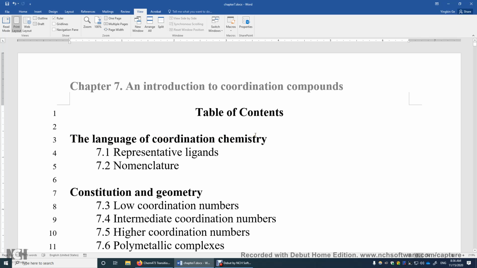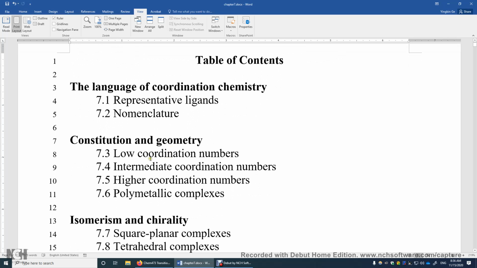This topic includes 2 sections. First, the names of the ligands, and then the names of the transition metal complexes. The second topic is the constitution and geometry of the transition metal complexes. We will look at different coordination numbers. That means a transition metal center can be bonded to a different number of ligands.